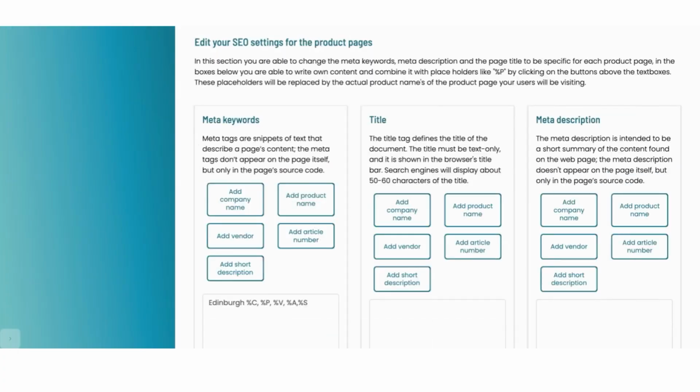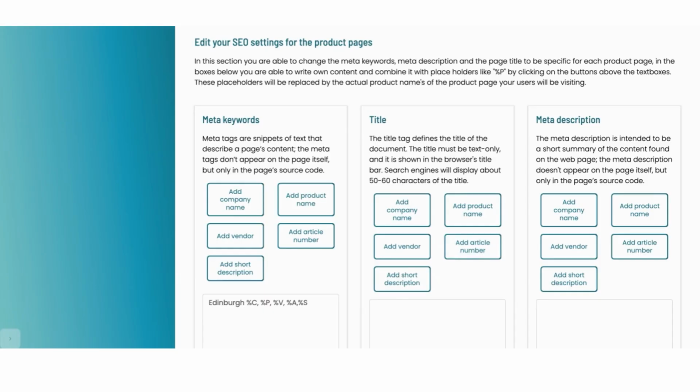You also have the option to add meta keywords, title tags, and meta descriptions to all of the product pages in your web store. As there are so many different product pages in your catalog, we use placeholders to automatically take information from our database relevant to each individual product page and add it to each page's source code. The information added from the placeholders is specific for each individual product page.